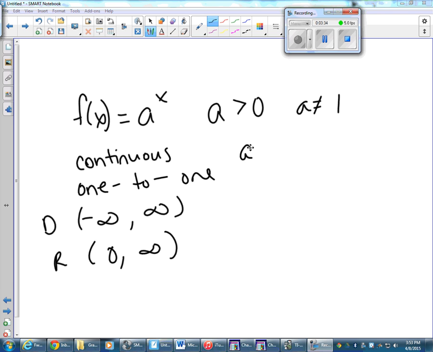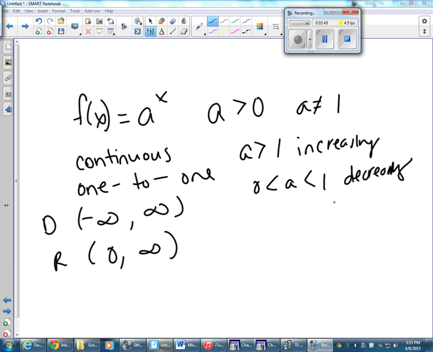If my a value is bigger than 1, it's going to be an increasing function. And if my a value is between 0 and 1, like maybe it's a half or a 3/4, it's going to be a decreasing function. You'd have a horizontal asymptote at the x-axis, and the y-intercept is always the point (0, 1).